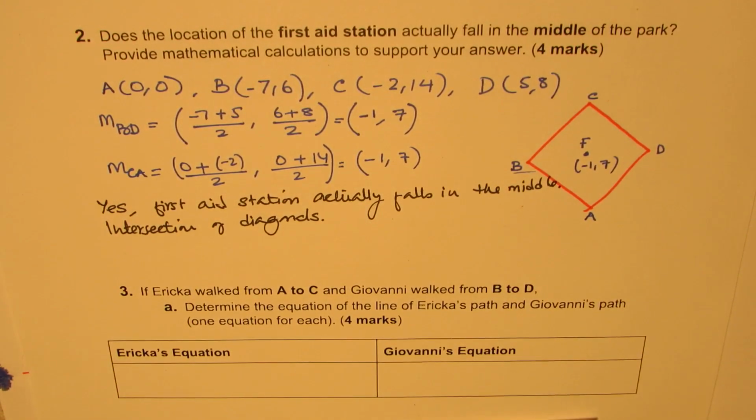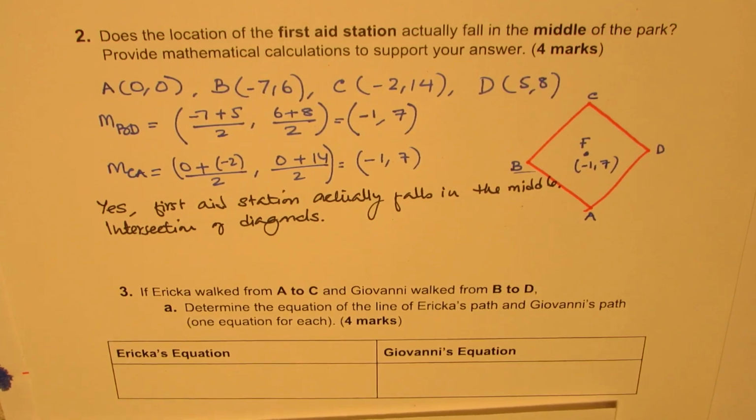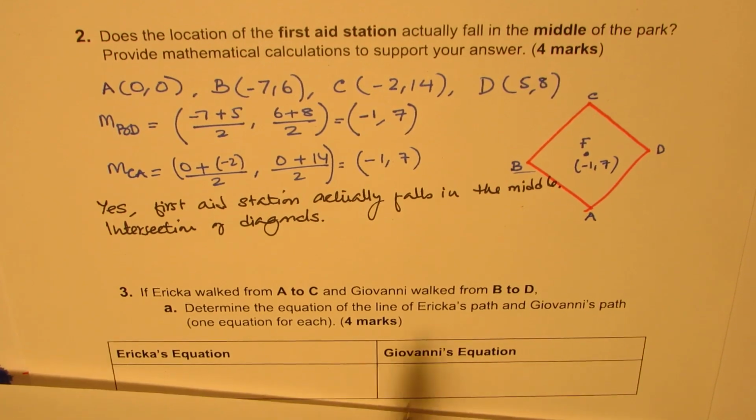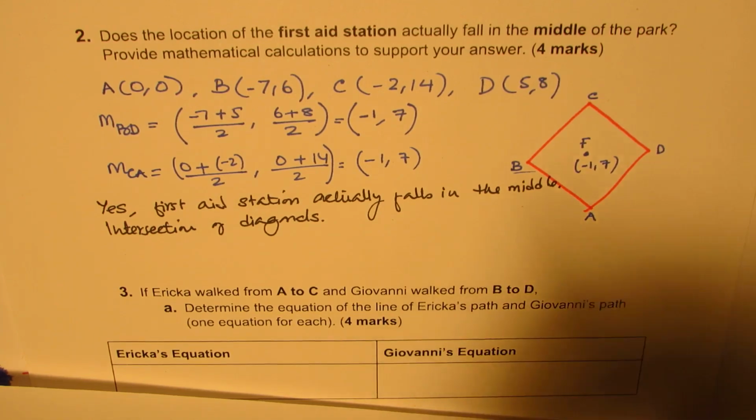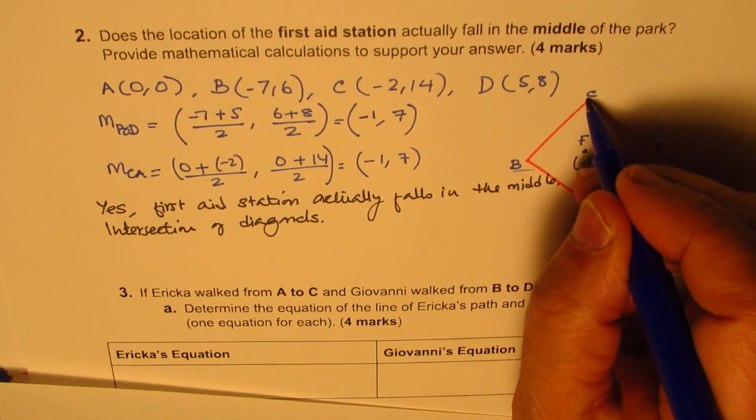Now, question number 3 is, if Erika walked from A to C and Giovanni walked from B to D, determine the equation of the line of Erika's path and Giovanni's path. One equation for each. So we need to find the equations of two lines basically. So one equation from A to C.